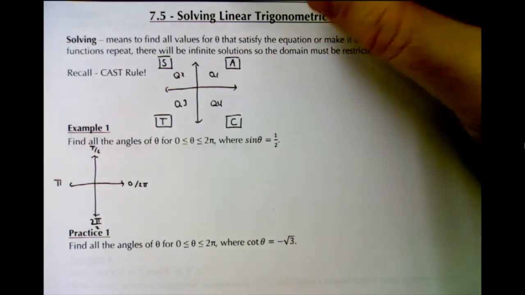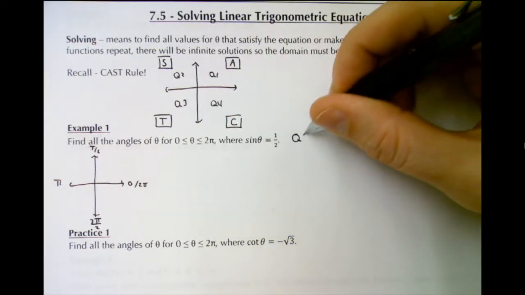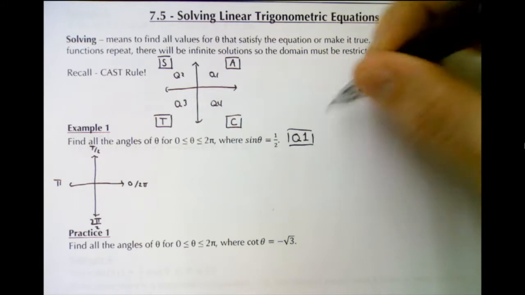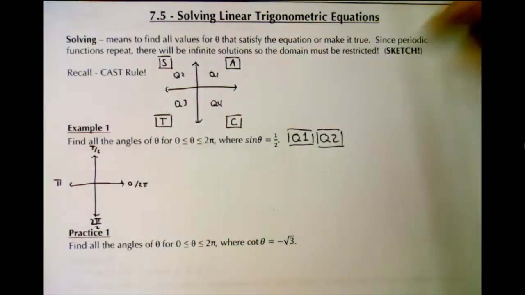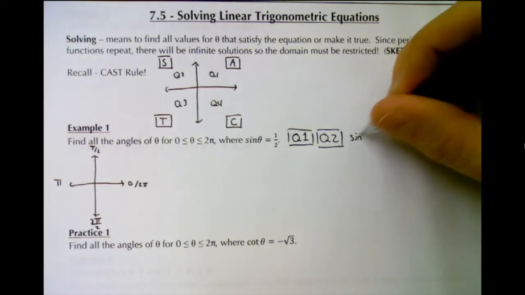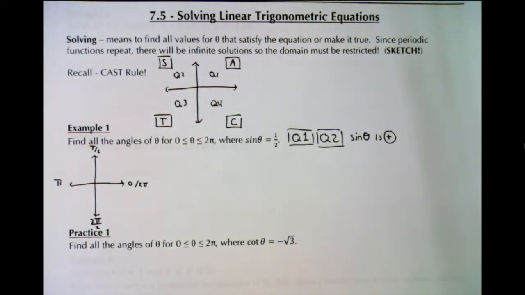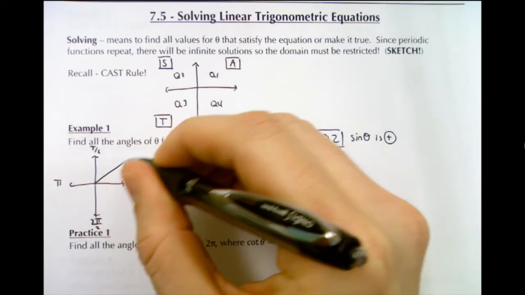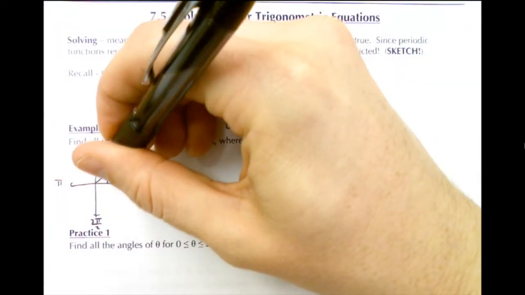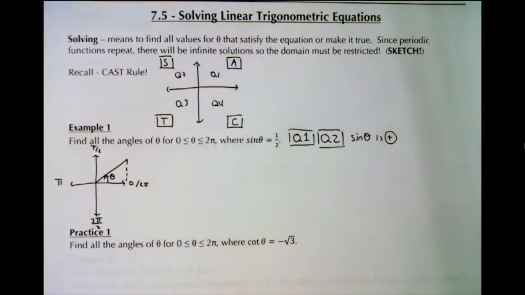Well, according to the CAST rule, sine's positive in quadrant 1 and quadrant 2. So we're going to make two sketches. We're going to make one sketch for quadrant 1 and one sketch for quadrant 2, because that's where sine theta is positive. So that's where both of our solutions should be. So let's make a sketch in quadrant 1 first. So in quadrant 1, we have some angle theta that gives us a positive ratio for sine.